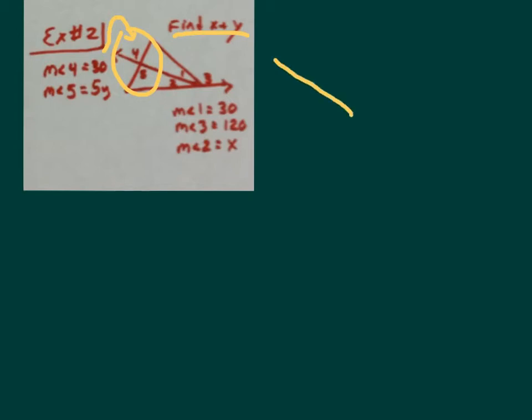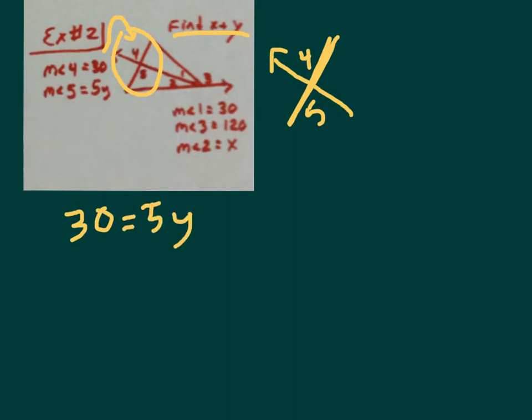See, if I enlarge that, you have the side of the triangle here, and you have this other arrow coming through, and you know that 4 and 5 cross, therefore they're vertical angles, and from the last lesson, vertical angles are the same or congruent. So since they're the same, if 4 is 30 and 5 is 5y, they are equal. Divide by 5, y equals 6.